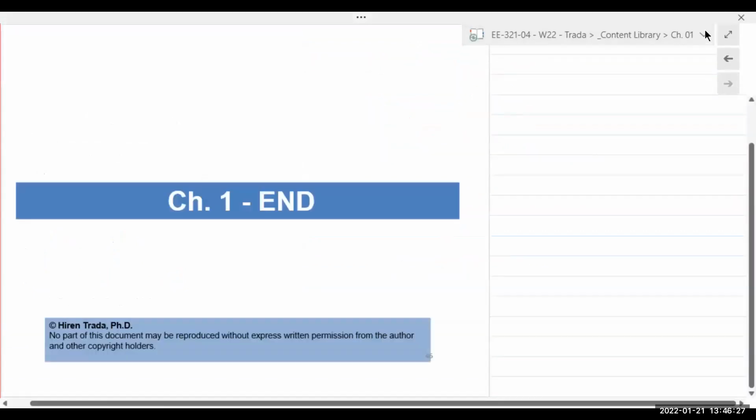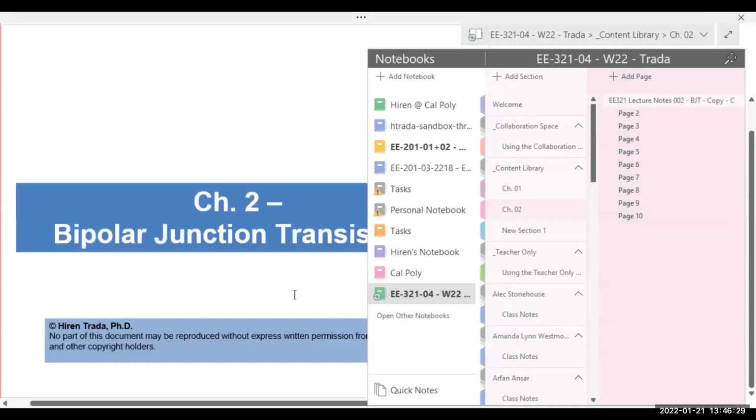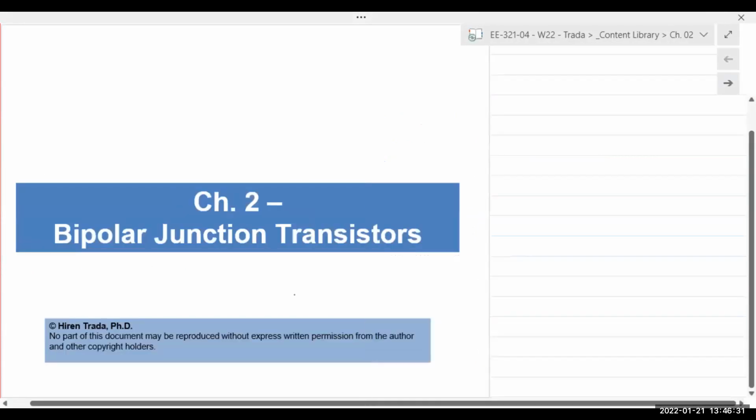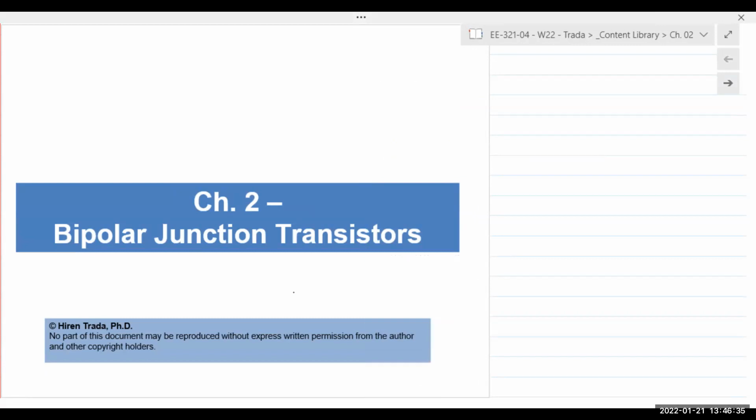And chapter 2, bipolar junction transistors, the most... Yes, PDF is available.